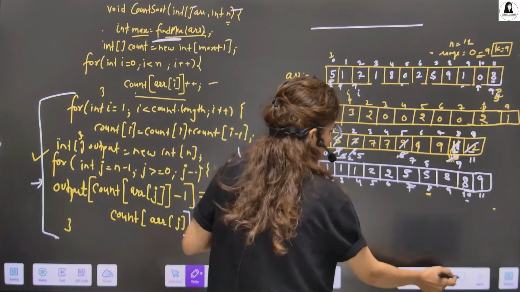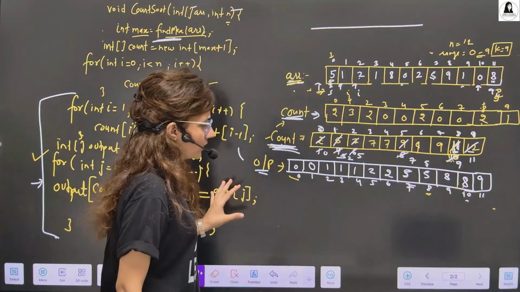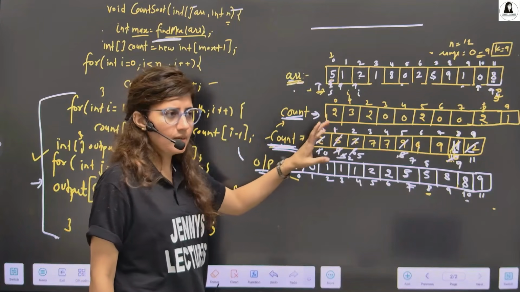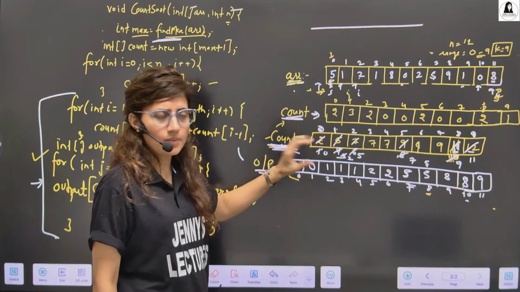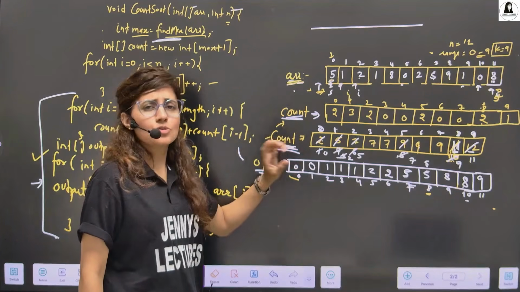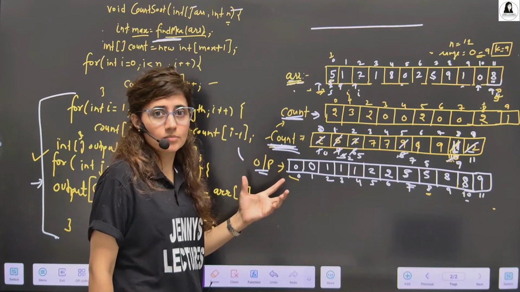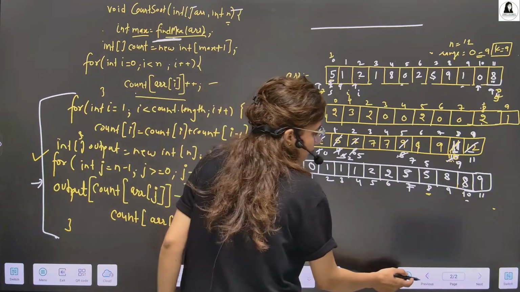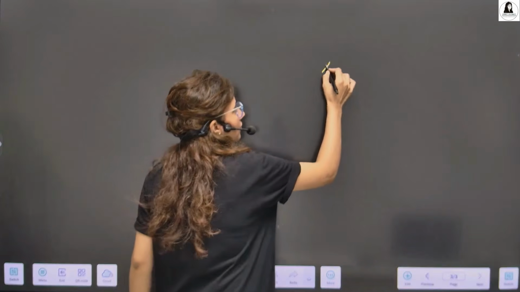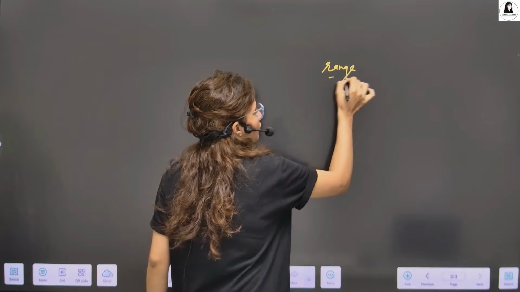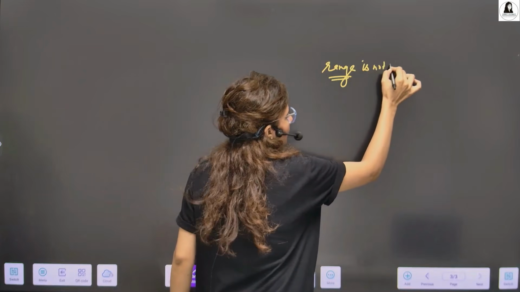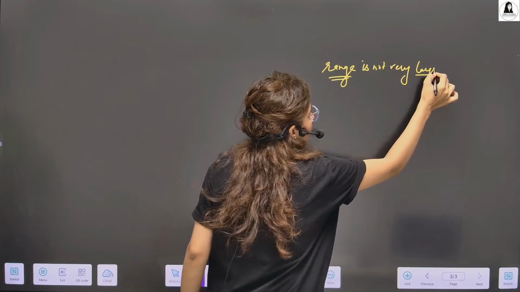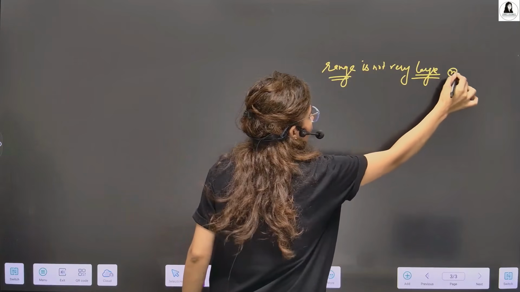Now, if I ask you what are some advantages and drawbacks of this? We have discussed that the earlier approach is not stable. This one is stable. It's not in place. Time complexity, space complexity. We are not comparing elements, so we can say that yes, it's fast. It can reduce time complexity to linear, but only if the range is not very large as compared to n.